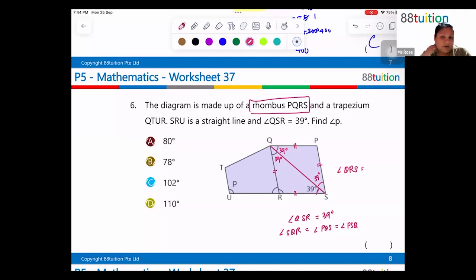With that having 39 degrees, can I find angle QRS? Sure, Jasmine, go ahead. Can I find angle QRS? Yes. How? What is angle QRS? Anyone? Yes, Giselle. Tanishka?